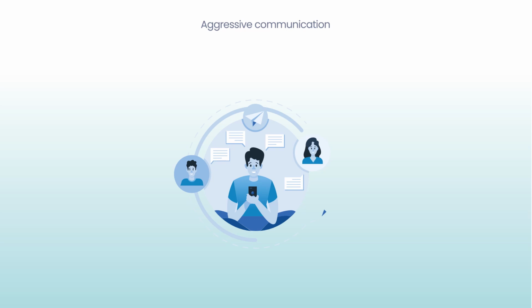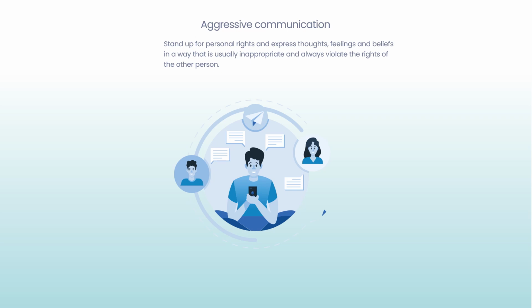Second type of communication: aggressive communication. Standing up for personal rights and expressing thoughts, feelings, and beliefs in a way that is usually inappropriate and always violates the rights of the other person. You see, aggressive is the opposite of passive. This person can express his rights, feelings, thoughts, and beliefs, but the way he expresses them is inappropriate, to such an extent that he violates the rights of the other person. That is the aggressive communication style.